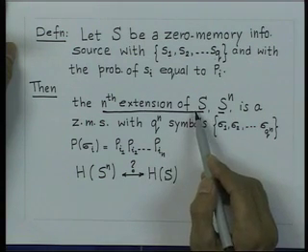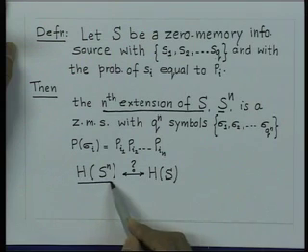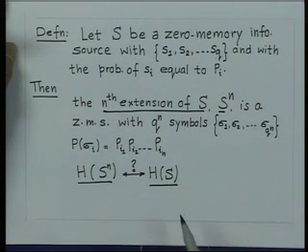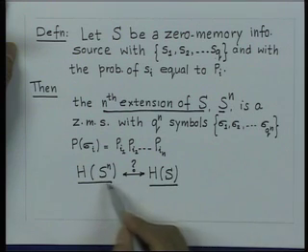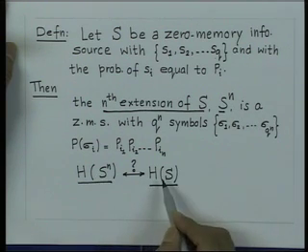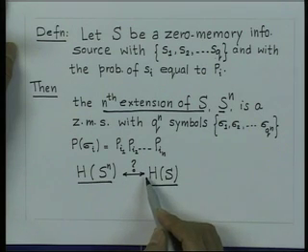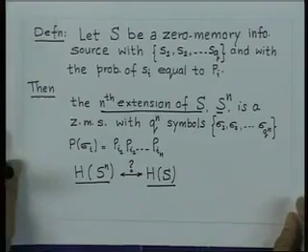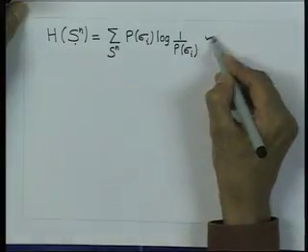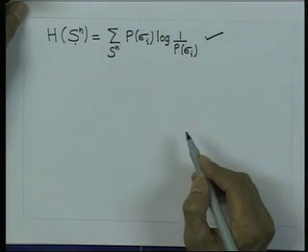Now, the question is, I have the entropy of the new source, and I have the entropy of the old source. How are these two entropies related? We already know the answer. What we expect is that it should be n times H(S). Let us see whether we can prove this formally. So, the entropy of my nth extension, which is given by H(S^n), is nothing but this formula.